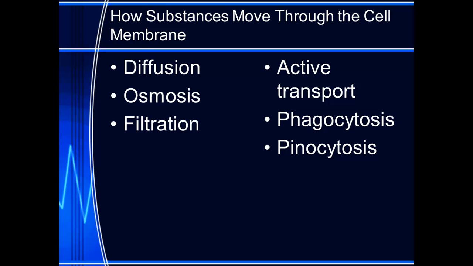Now, diffusion, osmosis, filtration, active transport, phagocytosis, and pinocytosis will all be explained very well in your animations. The most important thing to note is that diffusion and osmosis occur by passive transport. Active transport, once again, requires the movement in and out of the cell wall with additional energy. Phagocytosis and pinocytosis, they both require additional energy.